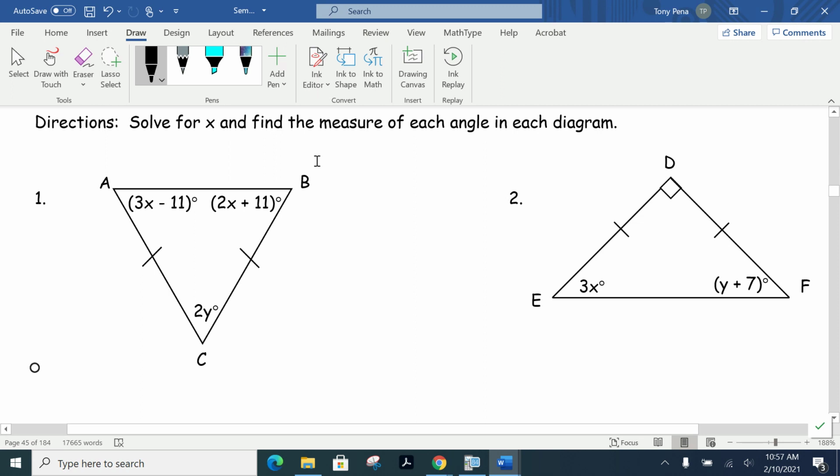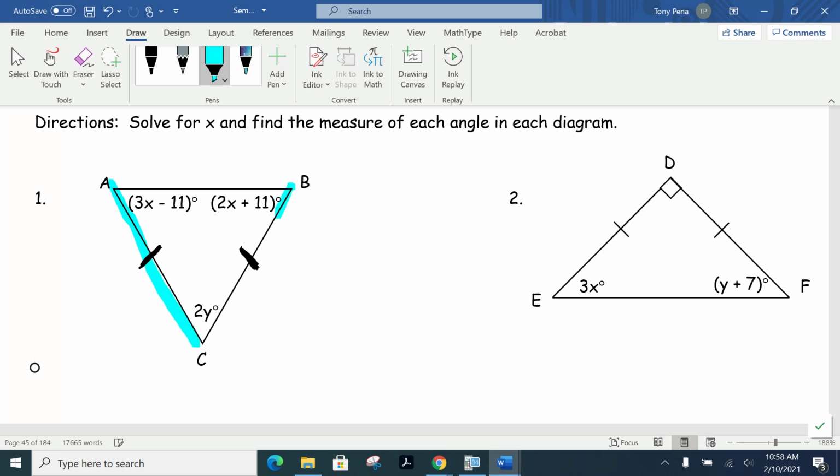So for number 1, it says solve for x, and then find the measure of each angle in your diagram. So with this, we always want to kind of make a note of what we have marked. So if you notice, we have a tick mark here, and we have a tick mark right there. So what we just talked about, if these are our congruent sides, then the angles opposite of them are also congruent. So the angle over here and the angle over here have to be congruent to each other.